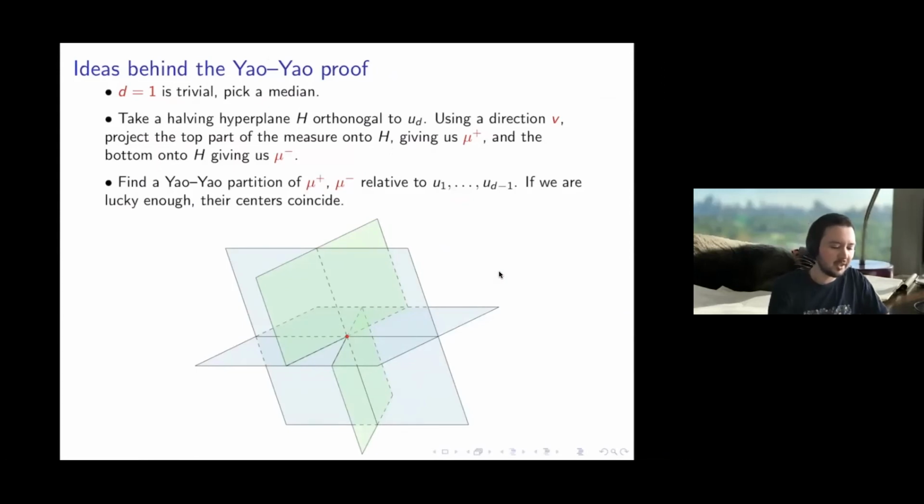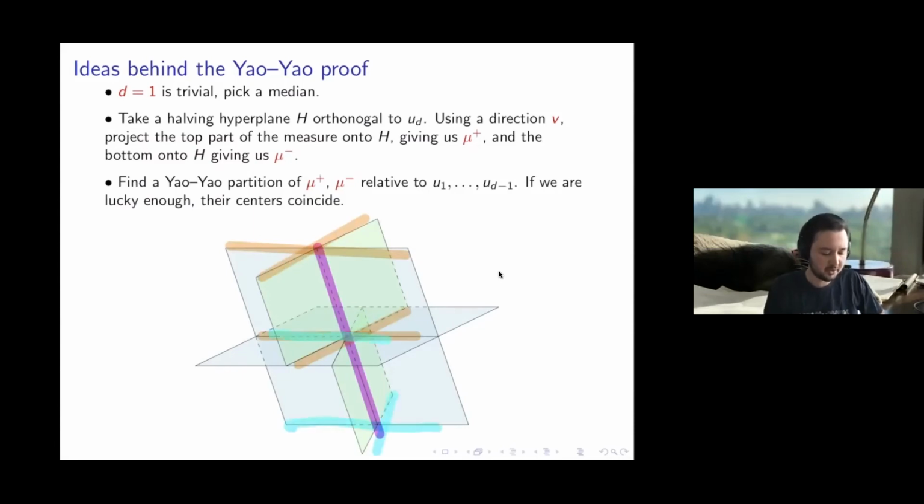And so in this case, this is my direction in which I was projecting. And so, for example, the partition I got for the top was these two lines here, on the plane, and the partition we got for the bottom were these two lines, which correspond to this line and this line. Okay.